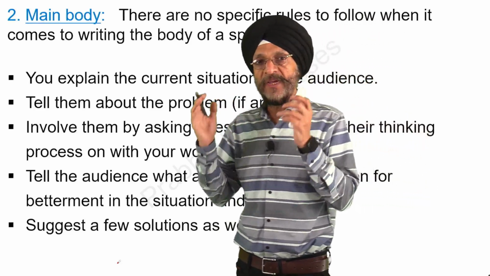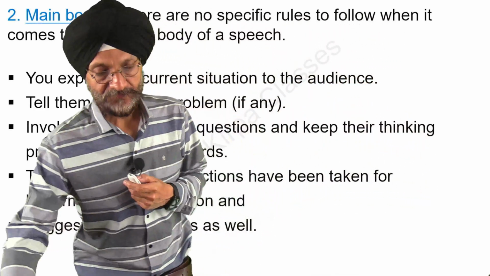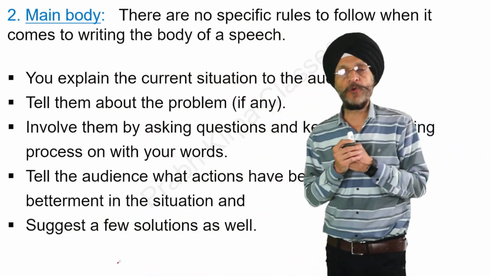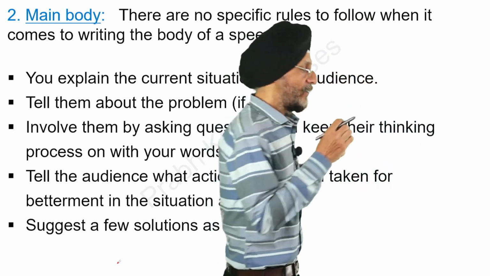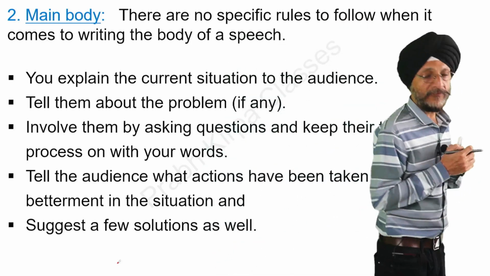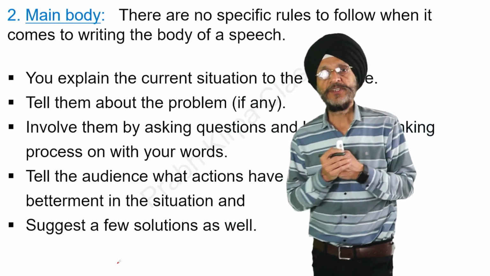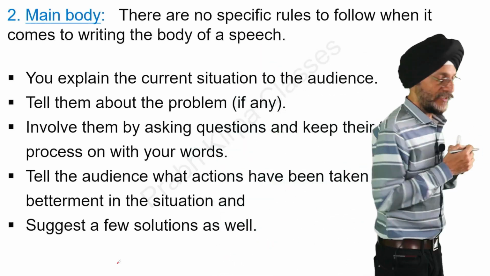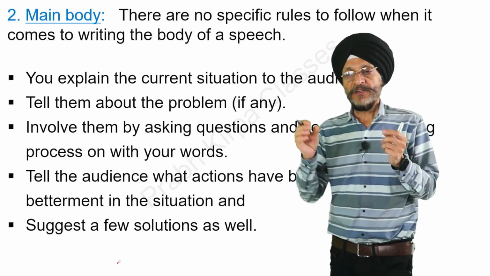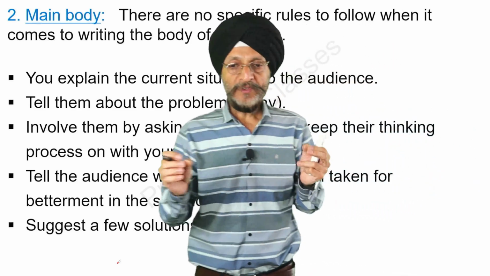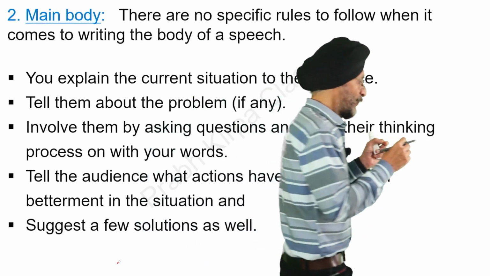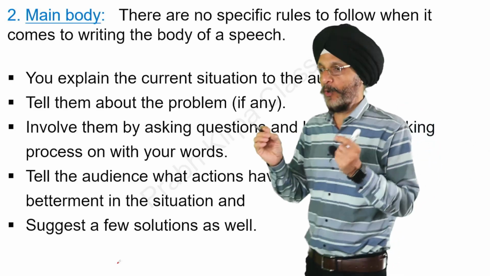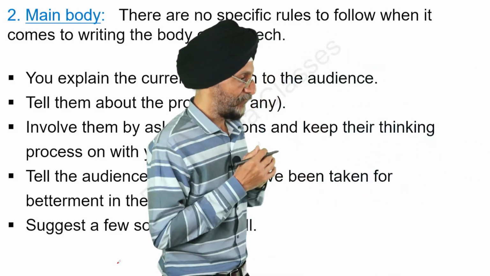Now comes the main body of the speech. There are no specific rules which we have to follow while we are writing the body of the speech. In the body of the speech, you can explain the current situation of the audience to the audience. That is, what is presently going on with respect to the topic on which you are writing. Then you can tell the problem if there is any.